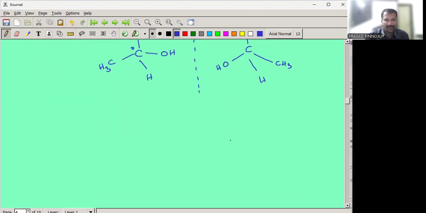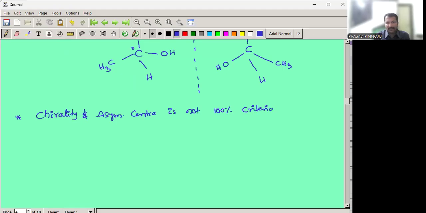Yeah, lactic acid is one example. Asymmetric center is one of the criteria, and the other one is chirality. But these two, chirality and asymmetric center, are not a 100% criteria for optical activity.